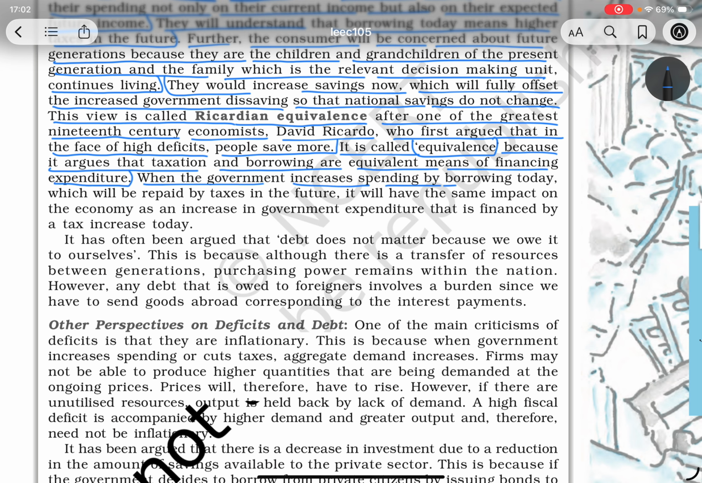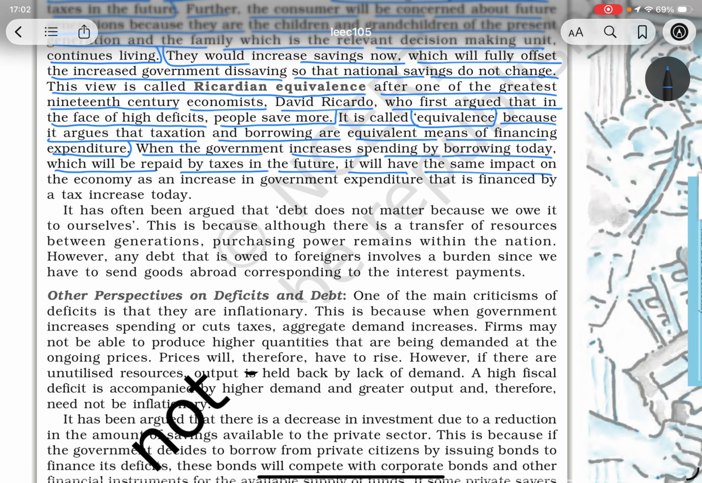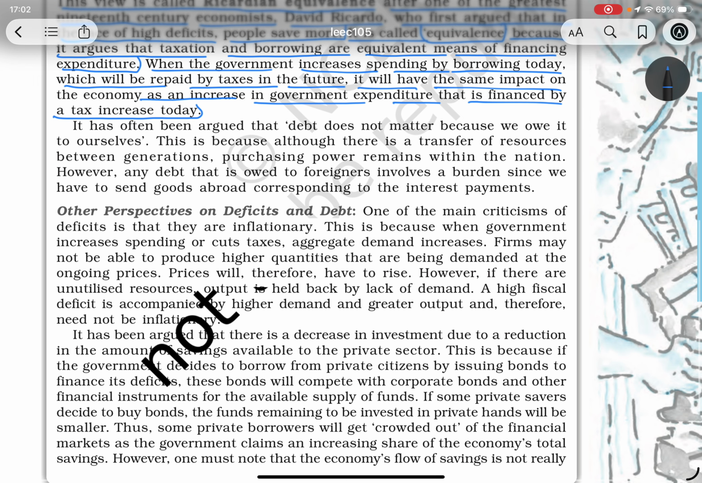When the government increases spending by borrowing today, which will be repaid by taxes in the future, it will have the same impact on the economy as an increase in government expenditure that is financed by a tax increase today.